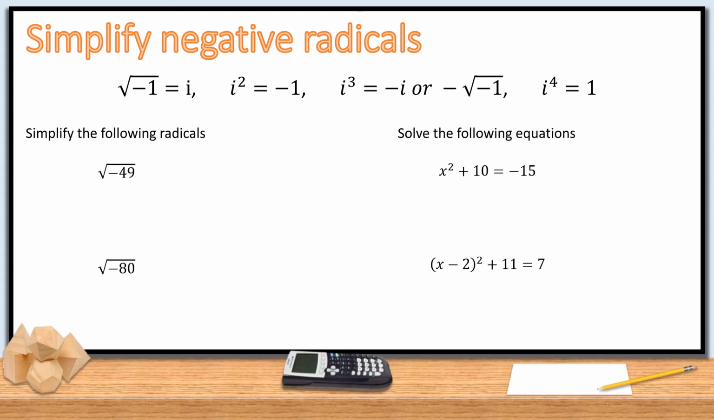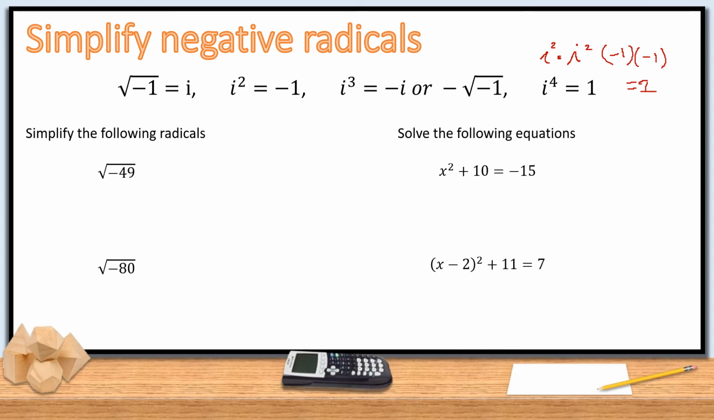If you cube an i, or you have i cubed, the answer will be -i, because you think about i squared is -1, so you'd have a -1 times an i to the power of 1, so you get -i, or minus the square root of -1. And then i to the power of 4, well, think about that as i squared is -1, and another i squared is -1. Multiply them together, you get +1. So you could think of i to the power of 4 as i squared times i squared, which is -1 times -1. So that's how we get that +1.